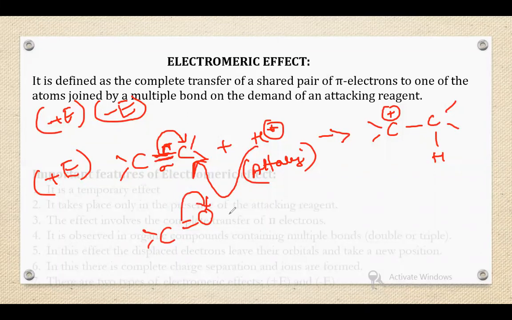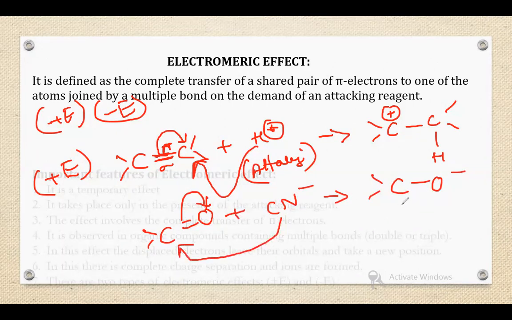If it shifts onto oxygen, then the attacking reagent is a nucleophile, the attacking reagent CN minus. So the shared pair of electrons shifts onto oxygen, because the pair of electrons shifted onto oxygen. So what happens to carbon? Carbon forms a positive charge. Due to this positive charge, the attacking group attacks this carbon, and the cyanide group attaches to this. If it attaches to this, then it is called the negative electromeric effect, minus E effect.